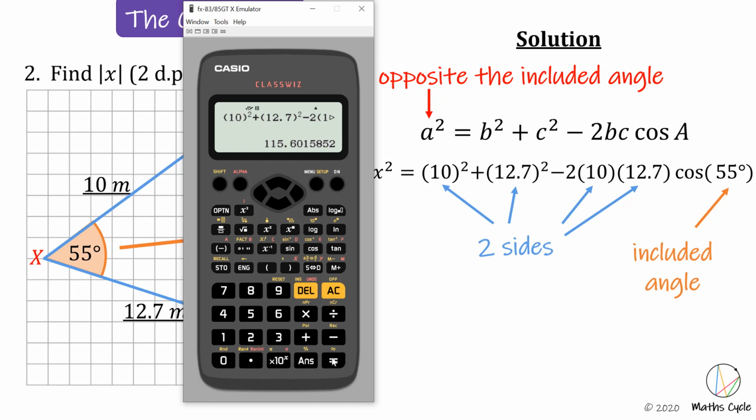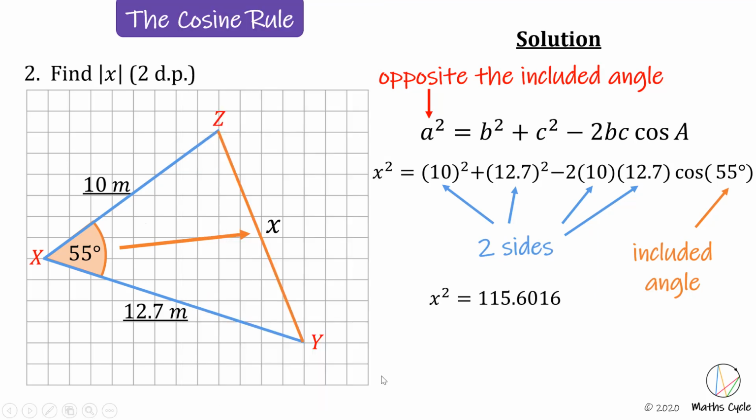So remember here that we're not finished. This represents x squared, not x. Okay? So what we have now is x squared equals 115.6016. So I need to find x. So to reverse the squaring, I need to take the square root on both sides using my balancing method. So square root and square cancel each other out on the left. So I have the x that I'm looking for equals, and then take the square root of the 115.6016 on the right hand side.